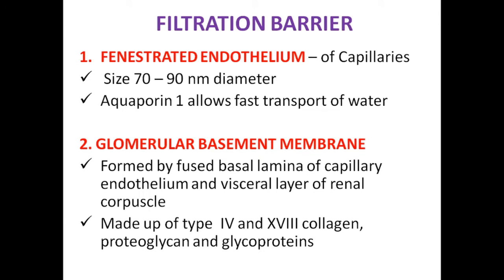So there is a filtration barrier. How is it formed? It is formed of three components. First, the endothelium of the capillaries, which is formed by the afferent arteriole. It is fenestrated. Fenestrated means it is having openings. These openings in the endothelium of the capillaries are 7 to 90 nm in diameter, and it consists of a receptor called aquaporin 1, which allows fast transport of water through it.